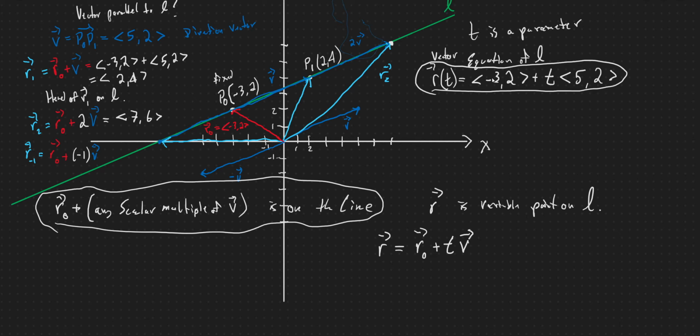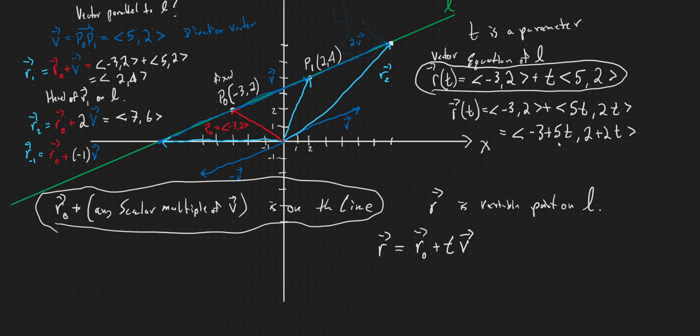Now, the other thing I can do here is combine these. I could also say r of t is equal to, I could actually add these vectors. I can bring the t through since it's a scalar multiple and add these. So I'll do that in 2 steps here. Negative 3, 2 plus 5t, 2t. And then I can actually add those vectors. So this looks like negative 3 plus 5t and 2 plus 2t.